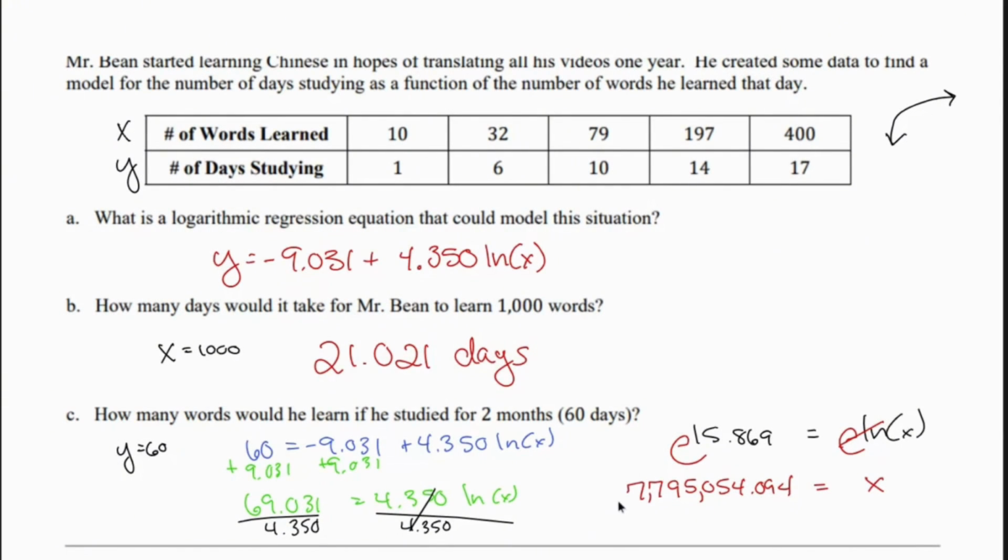So apparently, Mr. Bean is going to learn all of Chinese in 60 days. What a gift. What a gift he has. But, yeah, that's how you do it. So you can see that I didn't really want to stretch my window in my calculator all the way to 7 million something. So there you have it. All right.